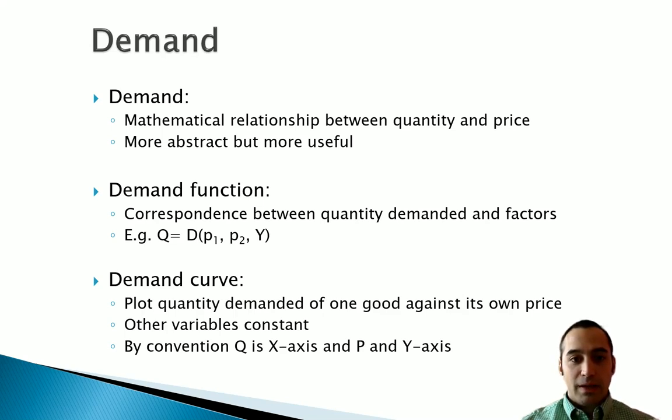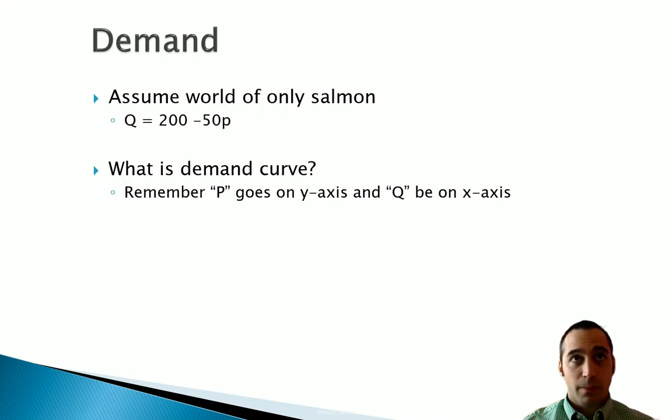And the easiest way to think about the quote-unquote demand function is through the demand curve. The demand curve is just a plot of the quantity demanded of one good against its own price. We'll hold all other variables constant. And also, by convention, let's just let Q, i.e. the quantity demanded at each price, be put on the x-axis, and we'll let P, i.e. the price of the good in question, be on the y-axis.